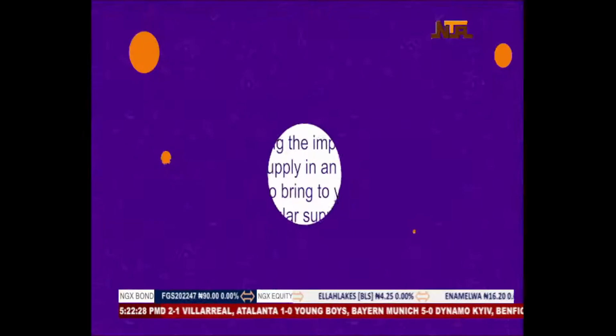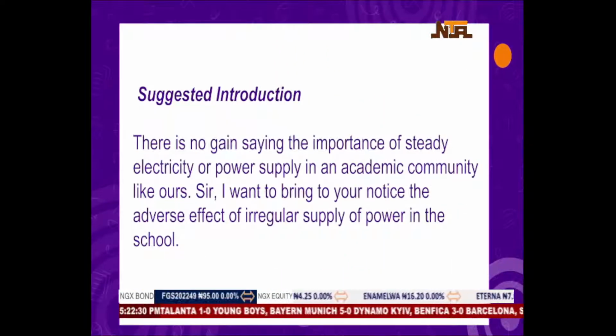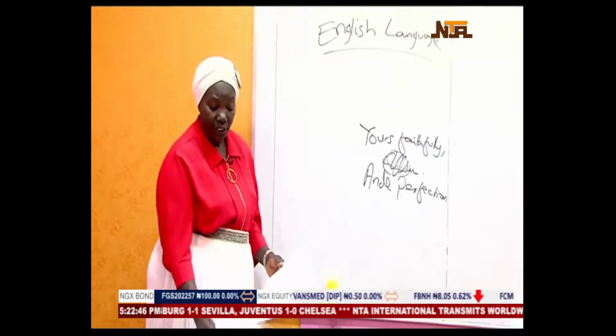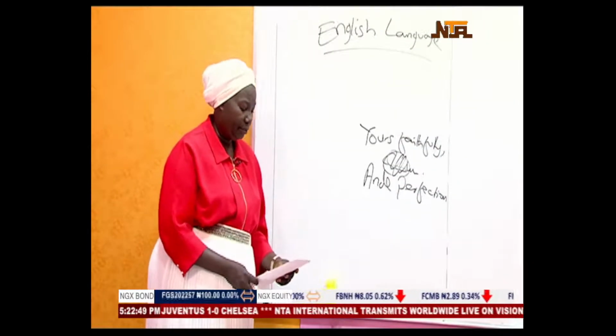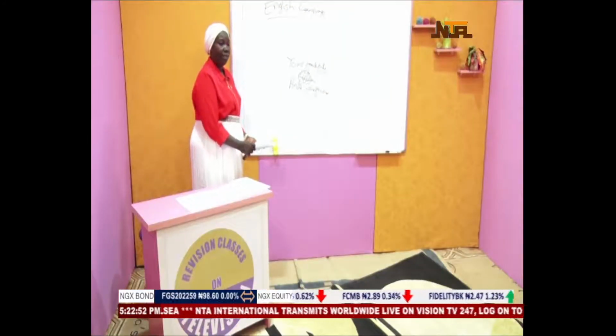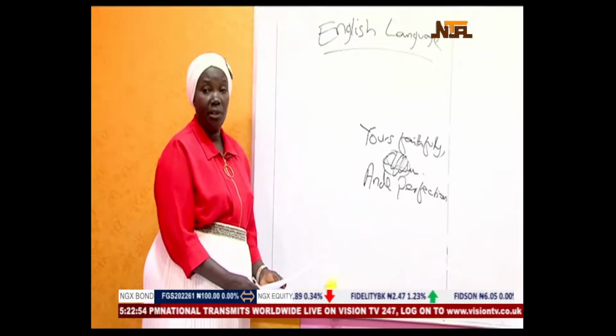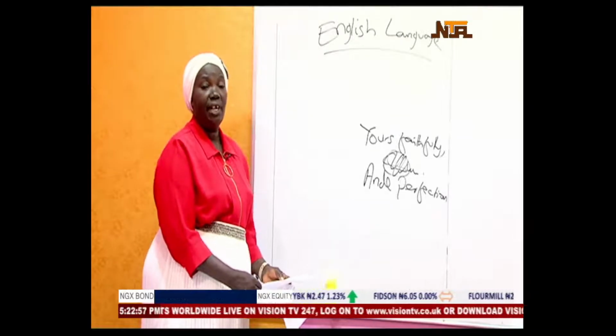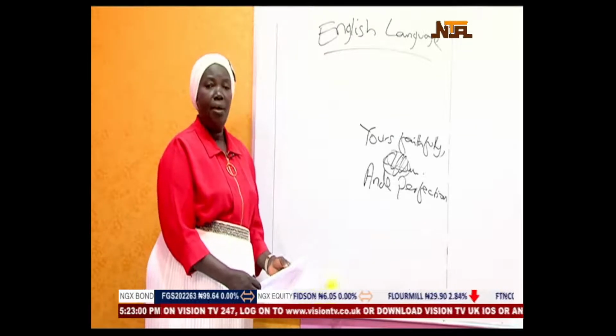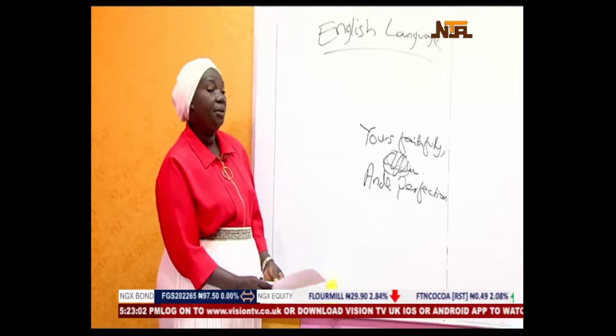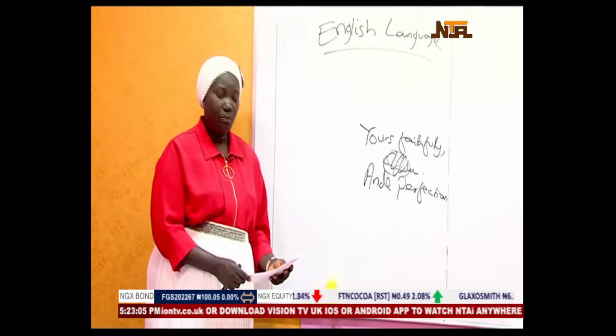For instance, there is no gainsaying the importance of steady electricity supply in an academic community like ours. Sir, I want to bring to your notice the adverse effect of irregular supply of power in the school. And on you go, using the points to express yourself. You can start again by saying, I want to commend you for the wonderful works you have been doing in this great school. Now, with that, you continue on and on to express yourself until you come to the conclusion.